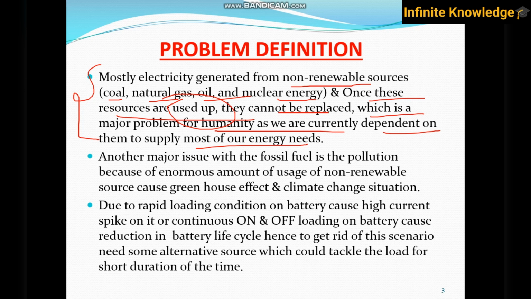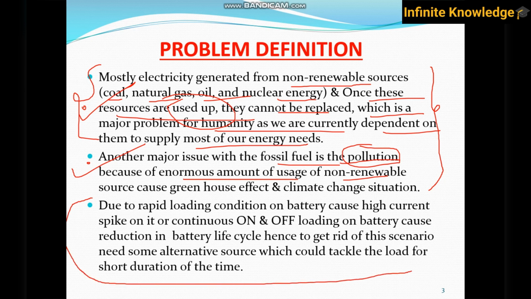Another problem is pollution. Fossil fuel causes pollution, because the enormous usage of non-renewable sources causes pollution. Pollution is also a major concern, so we need to consider it as well. These two are basic problems which are covered in all renewable projects. But the third one is something different, a technical consideration.